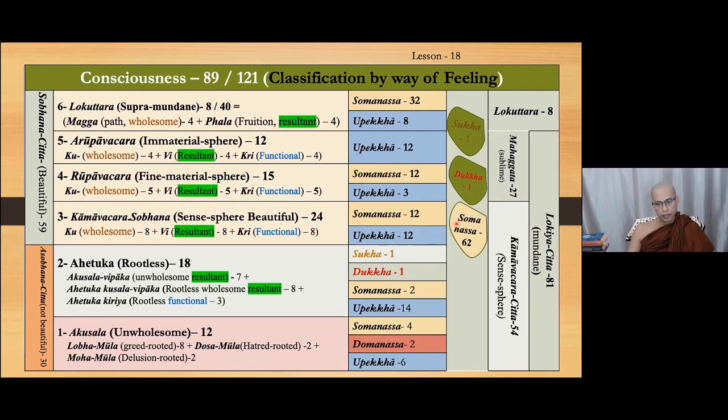Then somanassa, you can count 62: in akusala 4, ahetuka 2, and sense-sphere beautiful 12. It is divided into only two types of feeling, somanassa and upekkha, half and half. And in the fine-material sphere, 12 somanassa. And in the lokuttara, enlarged, it is 32. So altogether 62 somanassa among the 121 consciousness.